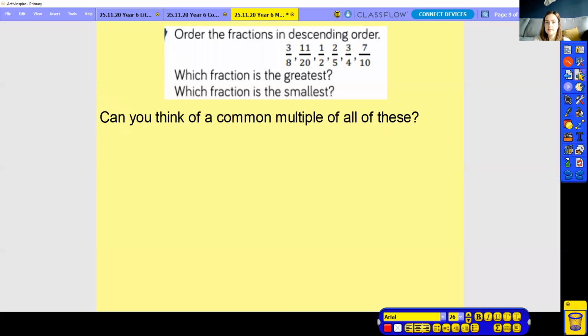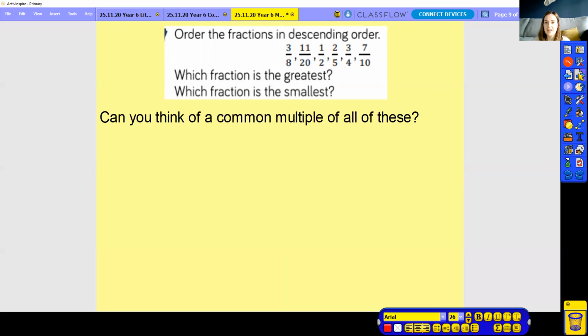Okay, so these are slightly different now. You need to order the fractions in descending order. It says, so you've got 3/8, 11/20, 1/2, 2/5, 3/4, 7/10. It says, can you think of a common multiple of all of these? So this is trickier now. You need to think of a common multiple of 8, 20, 5, 2, 4, and 10. Okay, have a think, see if you can work it out.